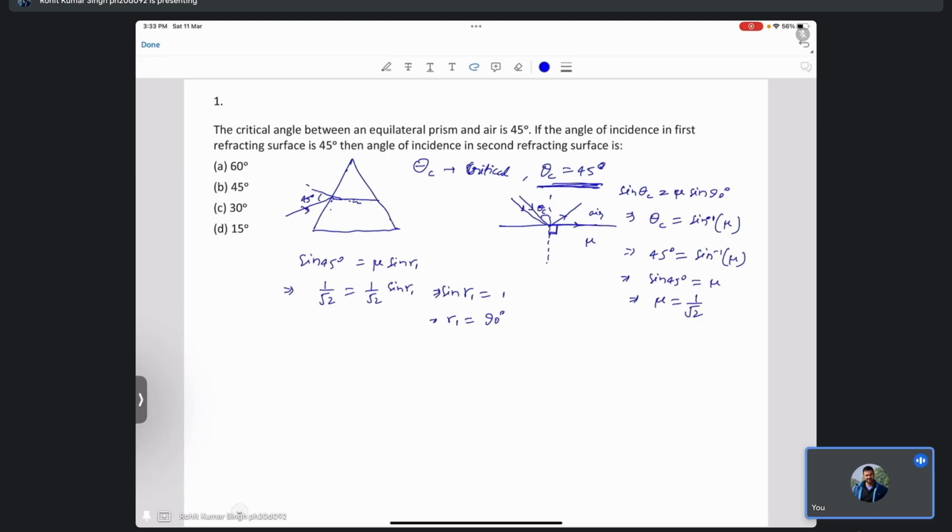Okay, and just now I showed you the relation that R1 plus R2 equal to A, right? And you know that for an equilateral triangle all the angles are 60 degree. So this angle A is 60 degree. So here you can calculate R2, which is, wait, it's coming negative. I think there is some mistake somewhere.